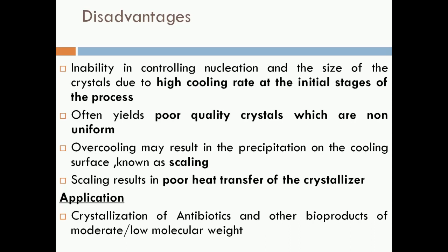And coming to the problem of scaling. Since the cooling rate is not uniform, there's a chance of scale forming within the system, and once scale is formed, the heat transfer is going to be hampered, and once that happens, definitely the shape and quality of the crystals is going to deteriorate. So that is why this is an important disadvantage of the system. Apart from that, the applications of this are basically for crystallization of antibiotics and other bioproducts of moderate or low molecular weight.